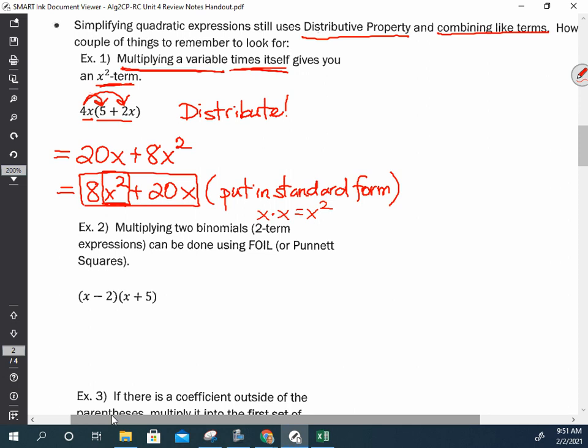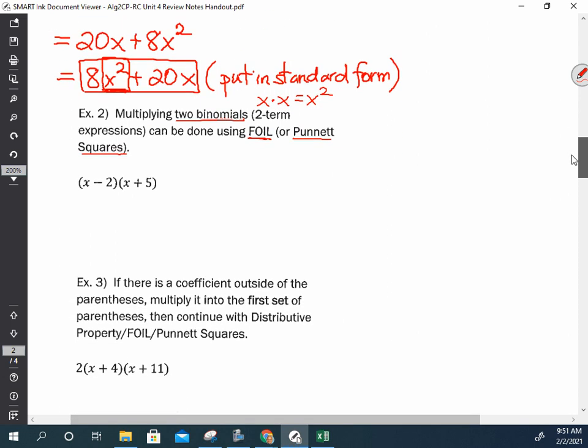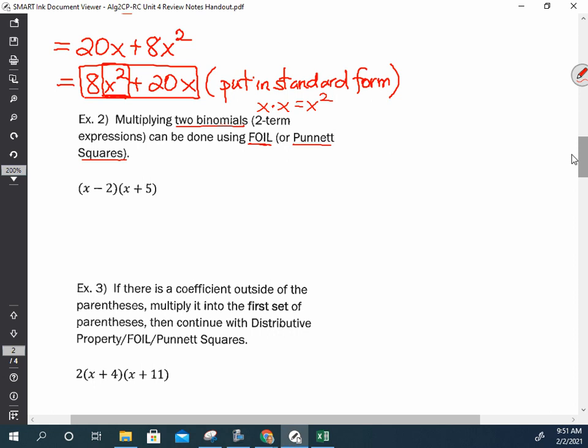All right. Example 2. So when you're multiplying 2 binomials, that's when you use FOIL. Now, your Algebra 1 teacher might have taught it using Punnett squares. So if Punnett squares works better for you, use it. So I'll show it both ways, and you feel free to keep the way that's going to work better for you. So x minus 2 times x plus 5.